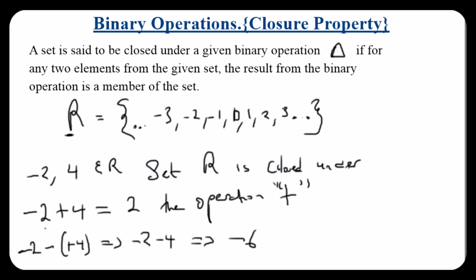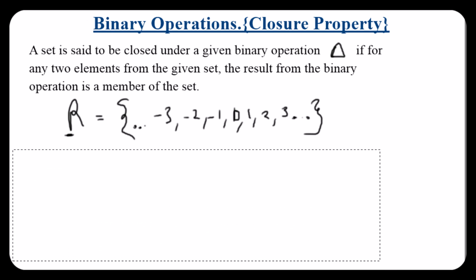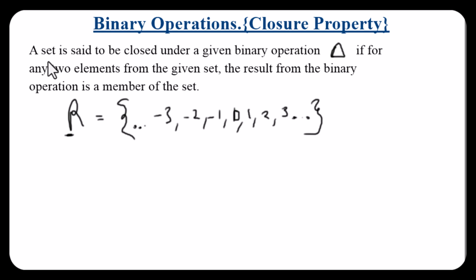So let's see whether the same thing is true for multiplication. Let's clear this and still stick to the numbers we picked earlier. We picked minus 2 and then we want to multiply it with positive 4. So minus 2 times positive 4 gives us negative 8. Again, negative 8 is also a real number. So definitely we can say that the set R is closed under the operation multiplication.